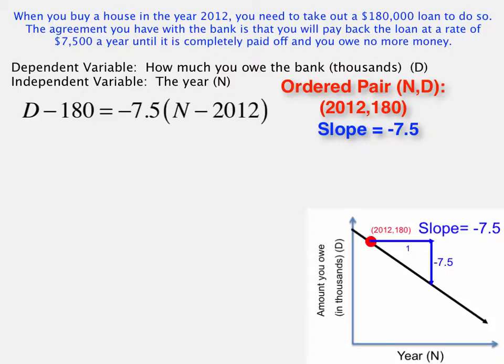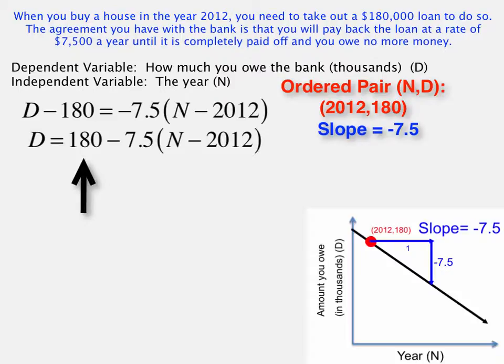Again, I don't prefer the point-slope form of the equation as much as I prefer this one. D equals 180 minus 7.5 times the quantity N minus 2012. Here it's clear that you start by owing $180,000 in the year 2012, and that amount decreases by $7,500 every year.